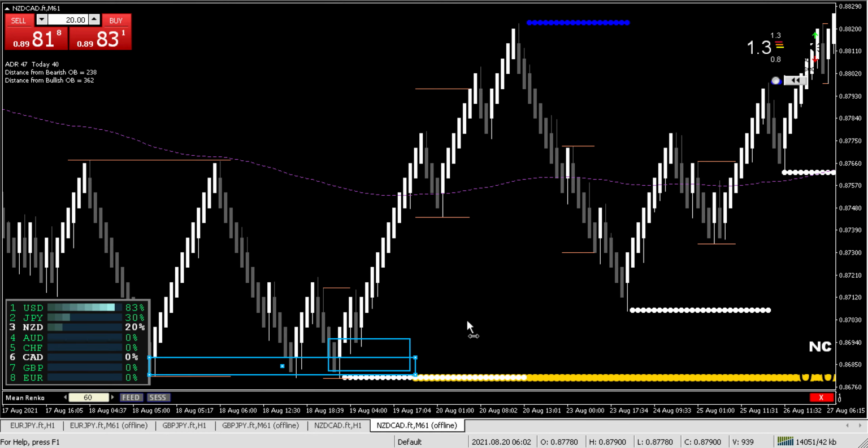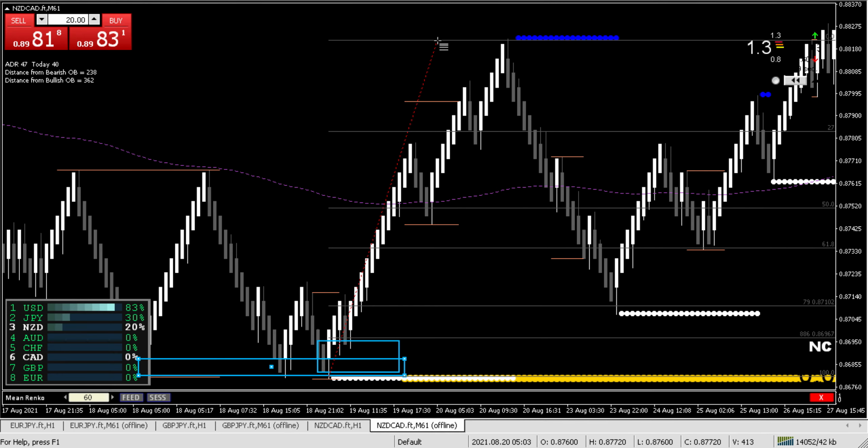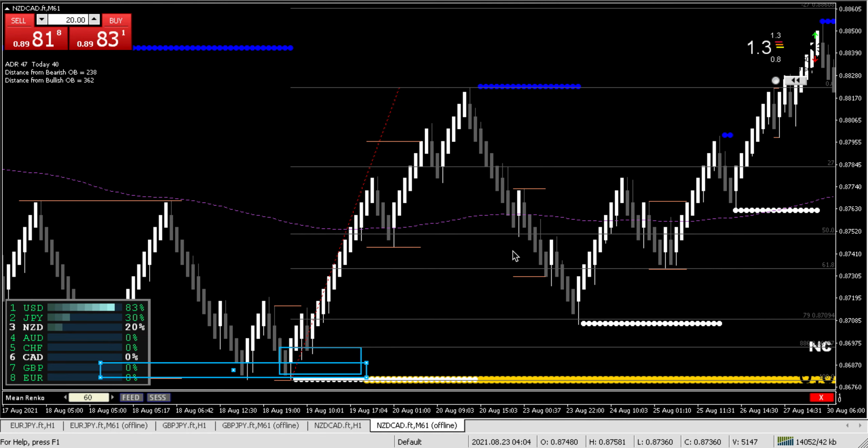And so, of course, back with the fibs, you want to take it from the low to the high. And we're looking for a discounted area below the 50%. So what happens? Price comes all the way back down into where? This order block that was created.